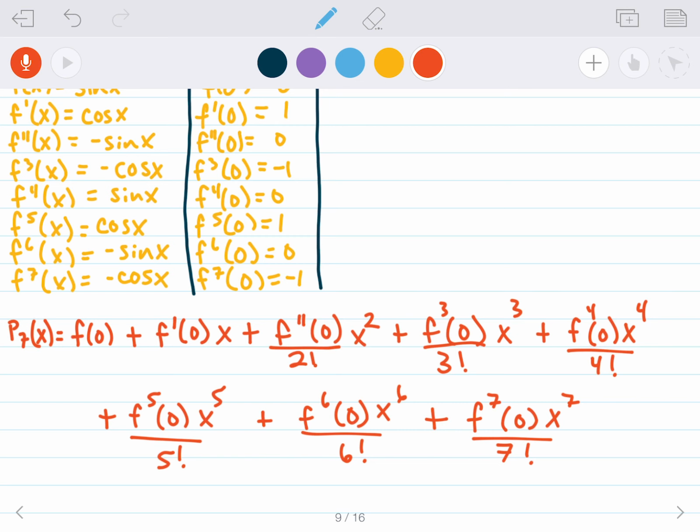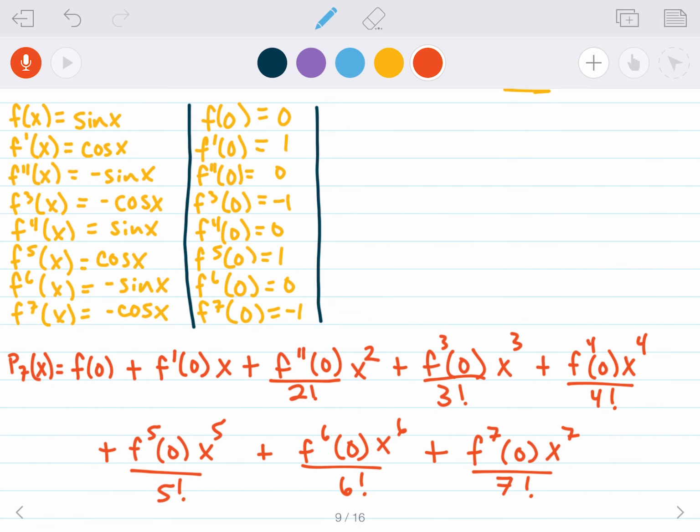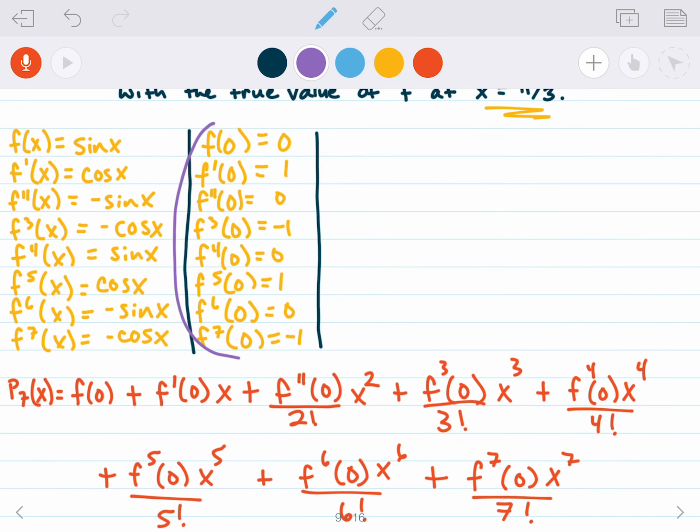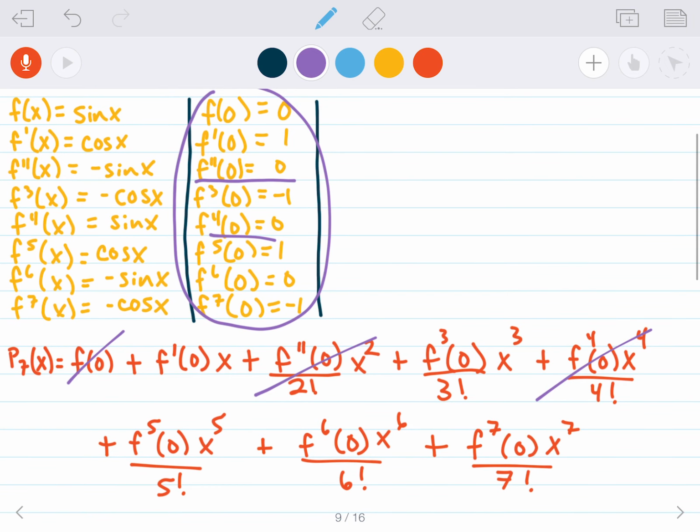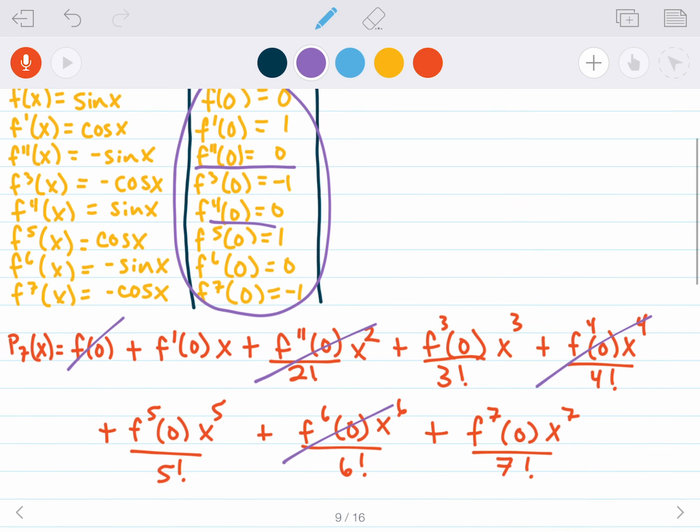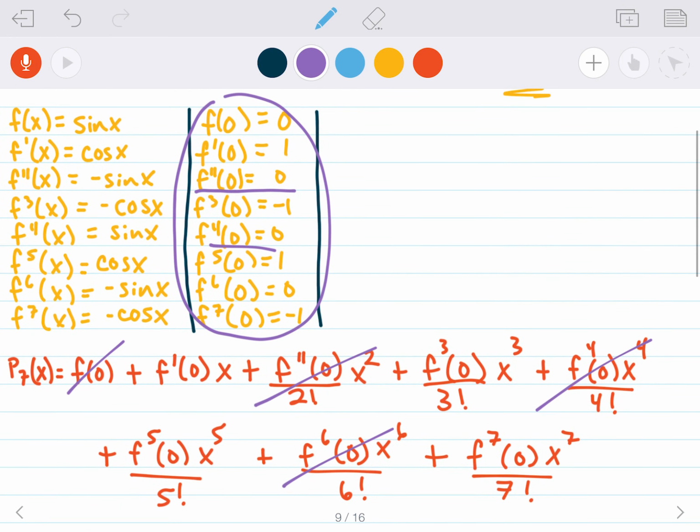All right, now let's go ahead and plug in what we found in our column to the right. So f of 0 is just 0, that goes away. I'm going to first just clear out the 0 stuff. So f double prime is 0, so this whole thing goes to 0. You guys see that? The fourth derivative of 0 clears. That's all 0. The sixth derivative of 0 is 0, so that clears. And I'm just left with f prime of 0 times x.